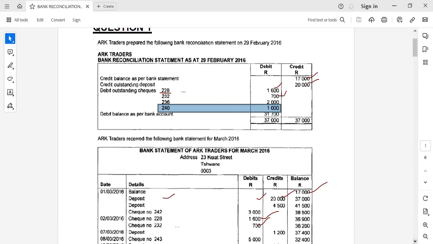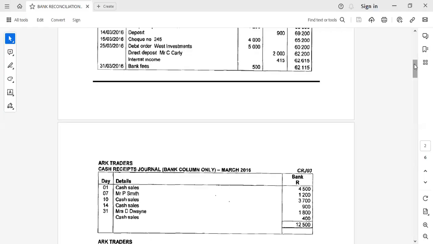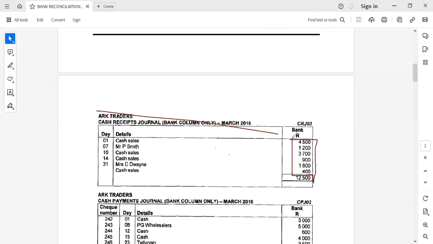Right. Then the next thing, we have to check the items in our cash receipts journal, these ones, if they appear on the bank statement. And the cash receipts journal corresponds with the debit side of the bank statement. So please, can you just write down check number 240, which is the outstanding check? Can you just write it down? I will need it later.